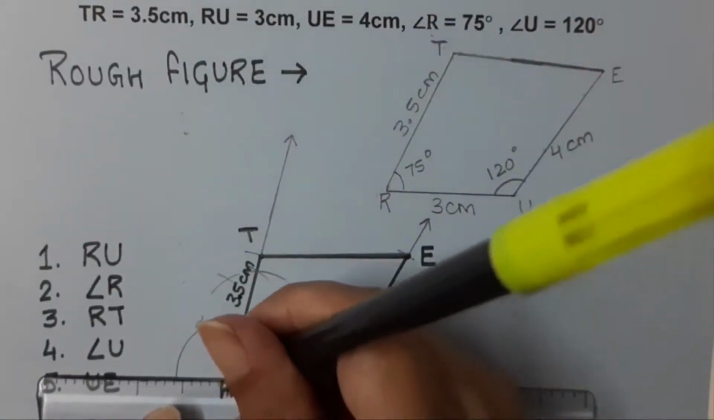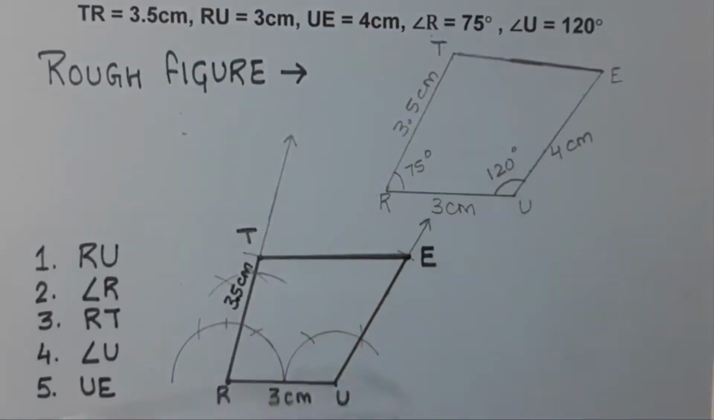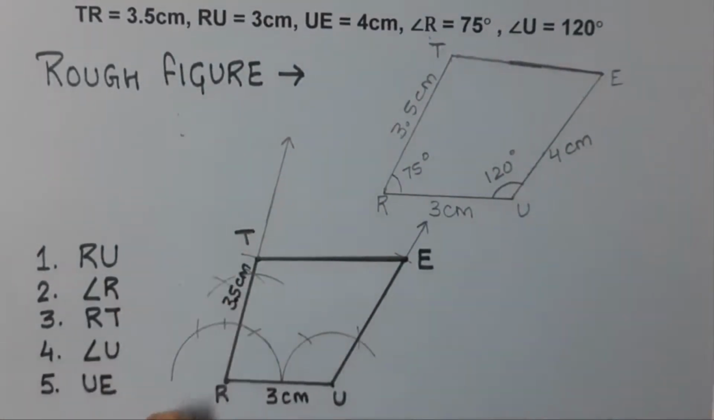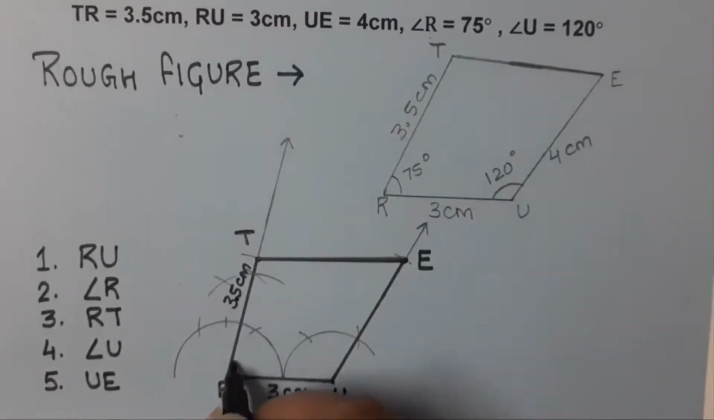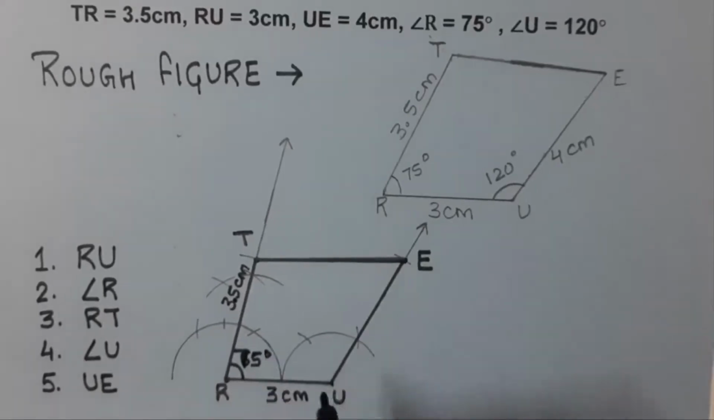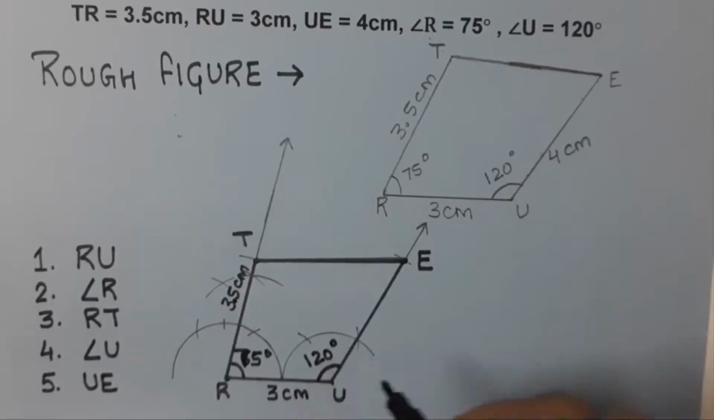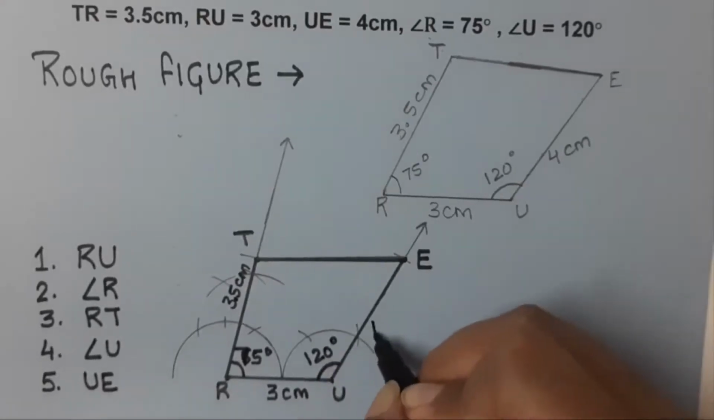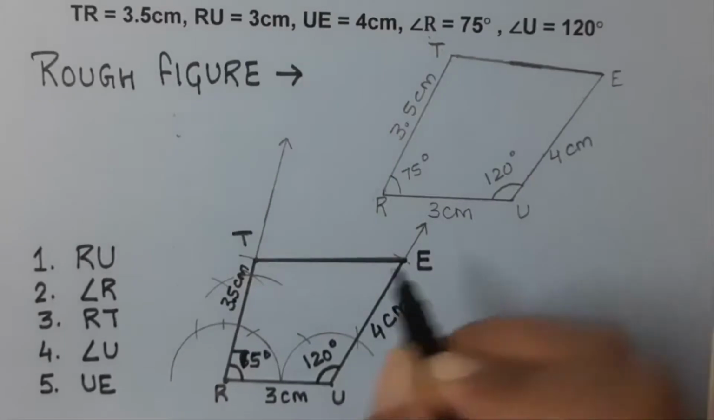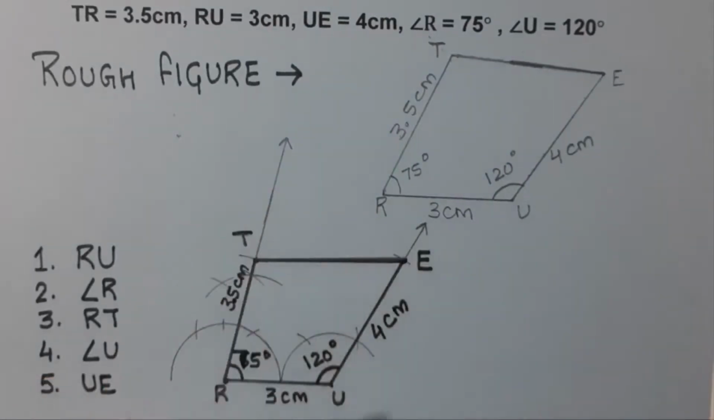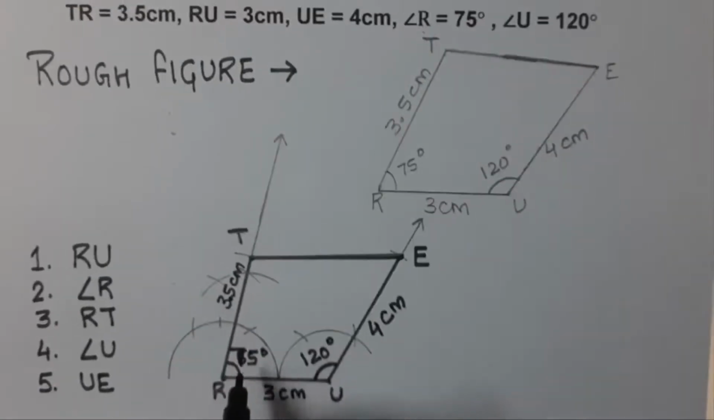So this is the quadrilateral TRUE which we had to construct. So the angle formed at R is 75 degrees, sorry. At vertex U it is 120 degree. The measure of UE given to us was 4 centimeters. So we have even written all the measures that were given to us in the question to make it more clear.